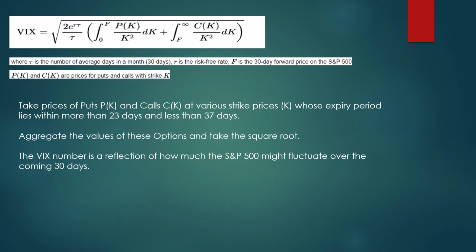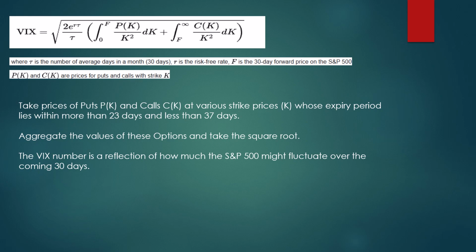So to calculate the VIX, you're going to take a look at the current value of the S&P 500. You're going to take a look at the put options and the call options for various strike prices on either side of where the S&P is currently trading. And these puts and calls will have an expiry period of more than 23 days, but less than 37 days into the future.